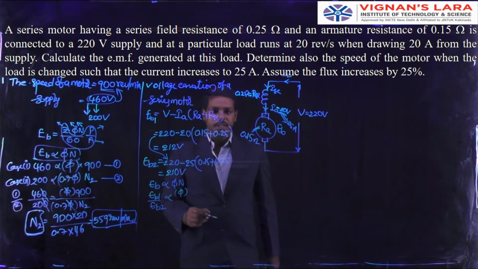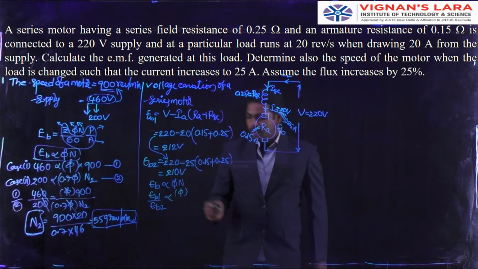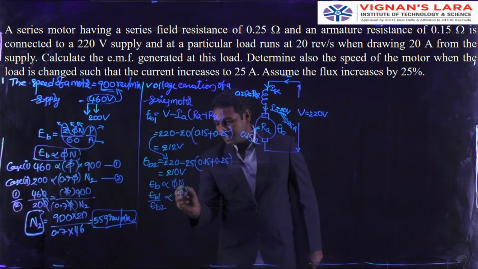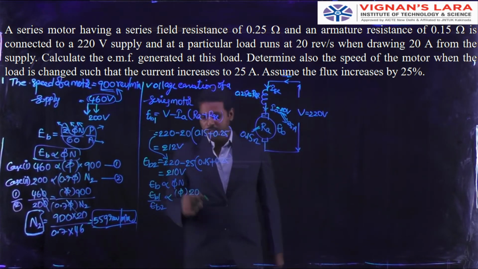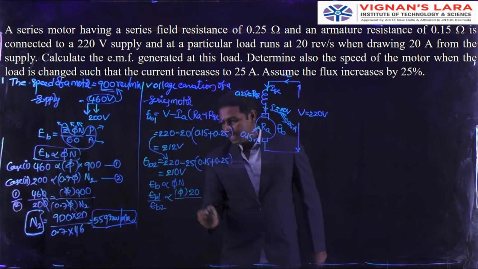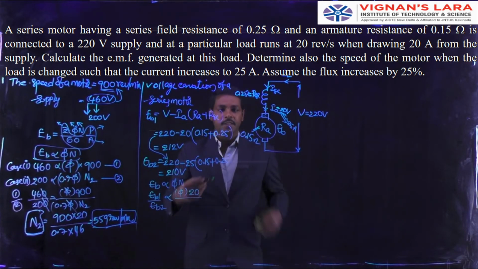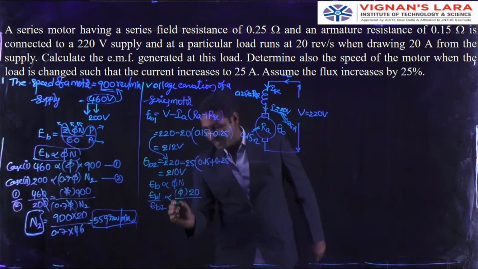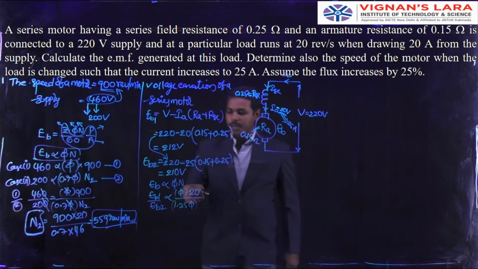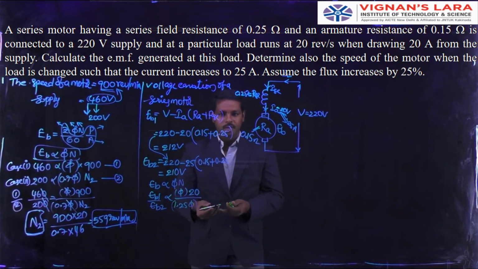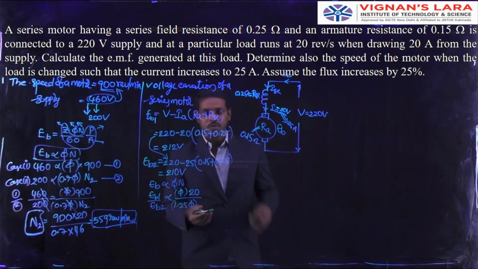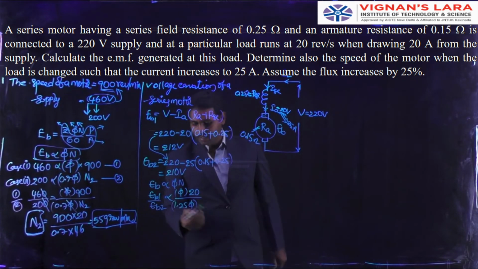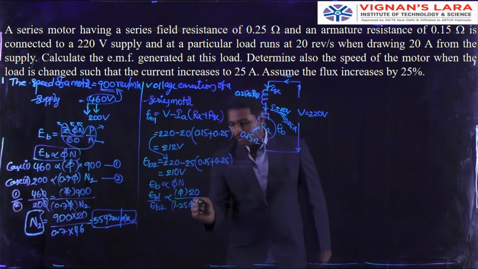Previously the flux is represented by phi, and the speed of the machine is equal to 20 revolutions per second, divided by the second condition, where the flux is increased by 25%. That means 1.25 into phi. Previously the flux was phi, but in the second condition it is increased by 25%, that means 125%, denoted by 1.25 into N2.